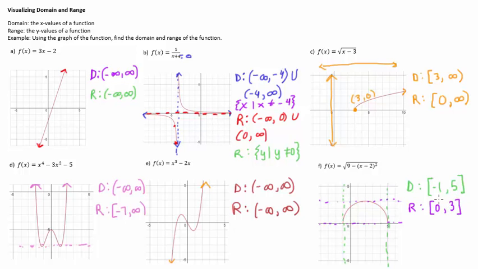The really important thing to deal with domain and range, besides just remembering how to do it, is pay attention to how your teacher writes it, because maybe they don't like interval notation, which is what I've used. Maybe they like using inequalities better. So make sure you practice doing it the way that your teacher wants you to do it.